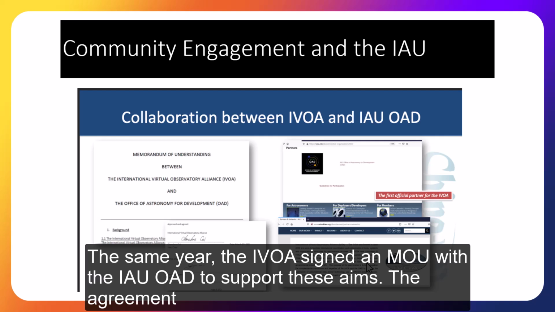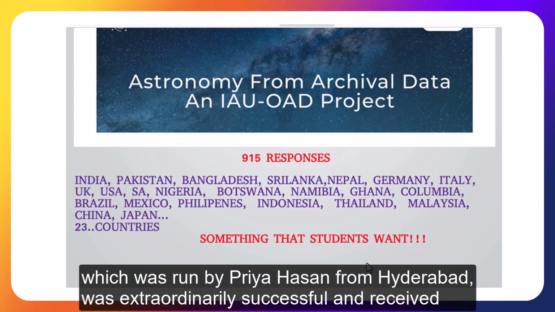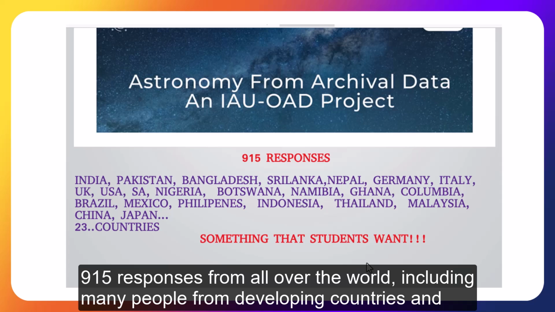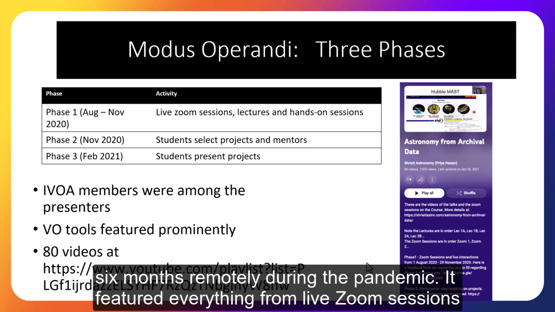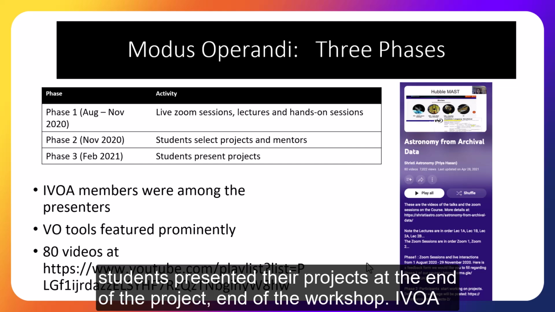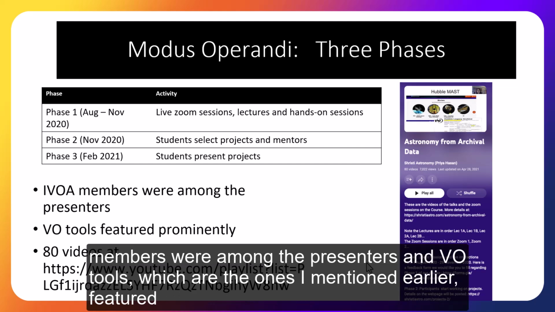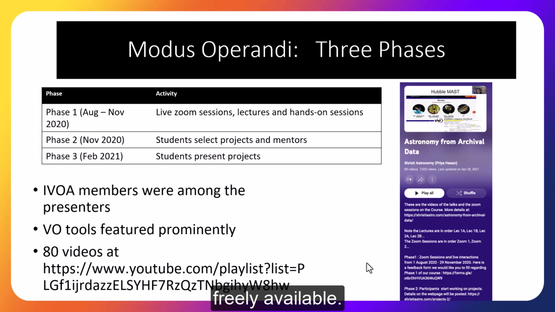The agreement came about because of a joint IAU OAD project, Astronomy from Archival Data. Now, this project, which was run by Priya Hassan from Hyderabad, was extraordinarily successful and received 915 responses from all over the world, including many people from developing countries. And that's certainly something that students wanted to see happen. The project took place over 6 months remotely during the pandemic. It featured everything from live Zoom sessions and lectures, which led to students selecting projects and mentors, and then finally the students presented their projects at the end of the workshop. IVOA members were among the presenters, and VO tools, such as the ones I mentioned earlier, featured prominently in the workshop. It released a total of 80 videos that you can all find on YouTube, freely available.